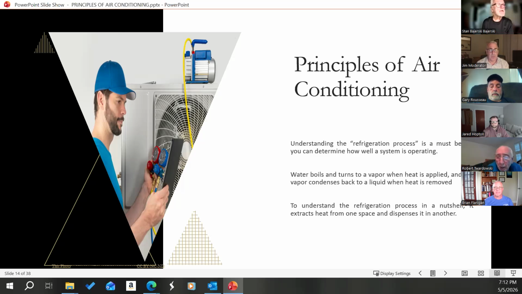So if water boils and turns into a vapor when heat is applied, and the vapor condenses back to a liquid when the heat is removed, to understand the refrigeration process in a nutshell, it extracts heat from one space and dispenses it to another.